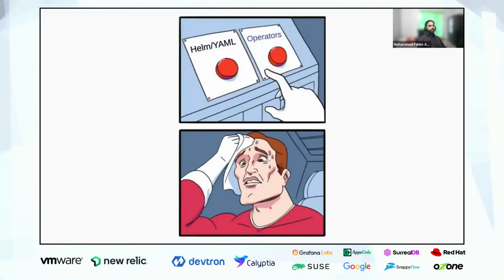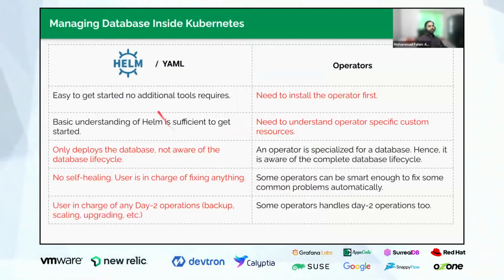So now I assume I have convinced you enough that you can run a database reliably on Kubernetes. So now the question is what you should use. You have two solutions: you can use Helm or a YAML-based approach. You can just use a Helm chart to do that, or you can use operators. So let's see them side by side here.